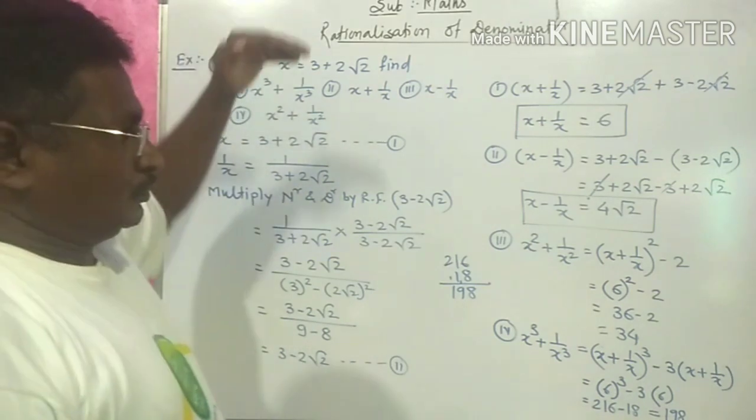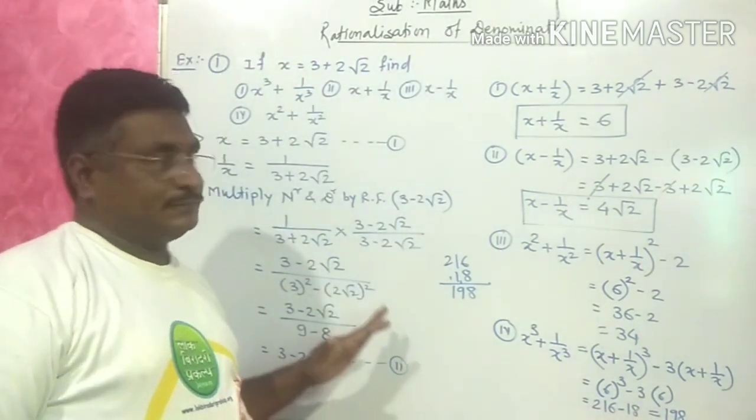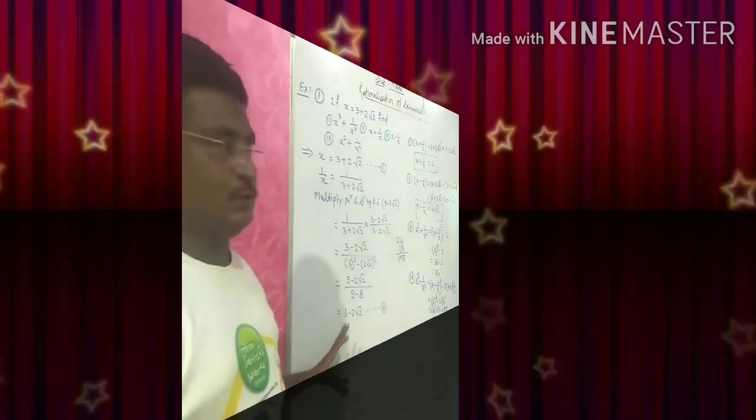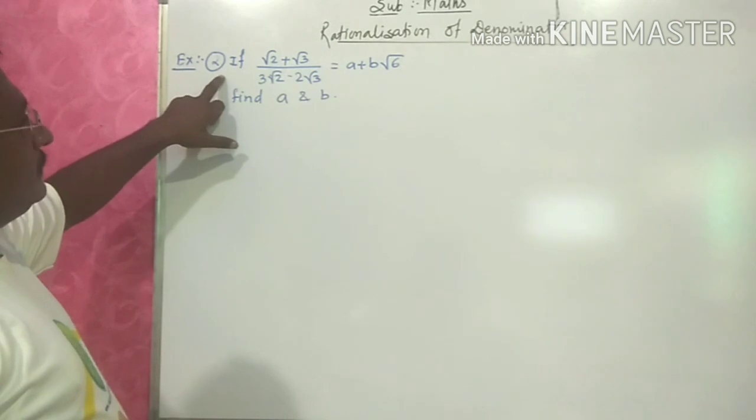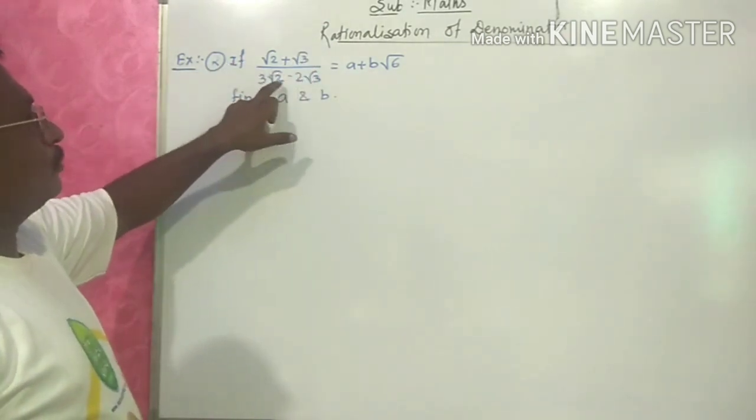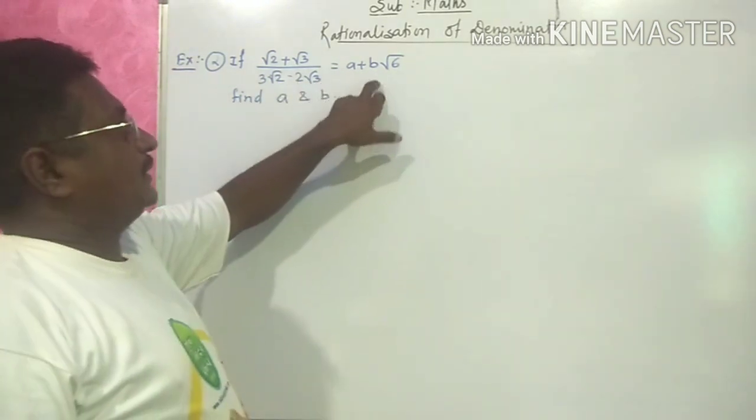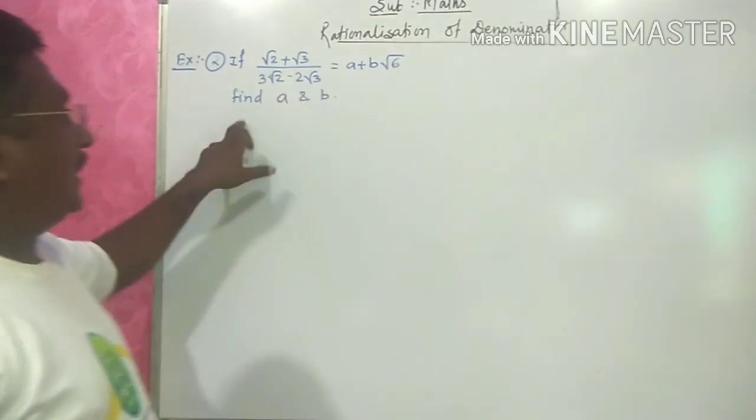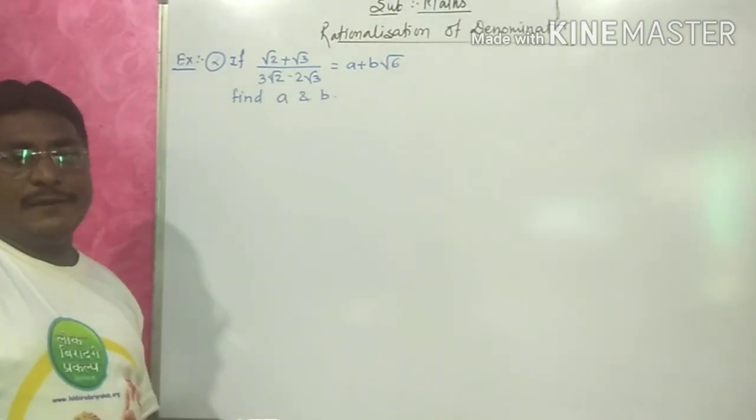Okay. So we will study another type of example. Okay, understood this? So we will go on to the next example. What is given in that? Root 2 plus root 3 by 3 root 2 minus 2 root 3 equals a plus b root 6. Find the values of a and b.